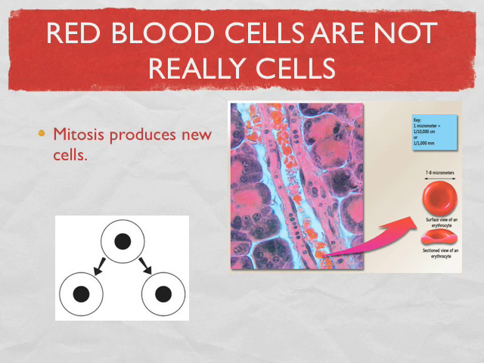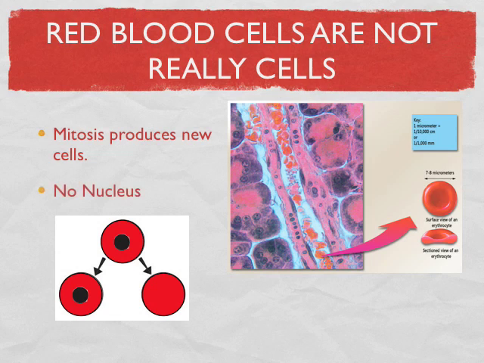Now, in the case of red blood cells, it's a slightly different process. In the cells that produce red blood cells, we have a dividing process. But one cell remains like the original parent. The other cell does not get a nucleus. And so that's why we technically do not call it a cell.